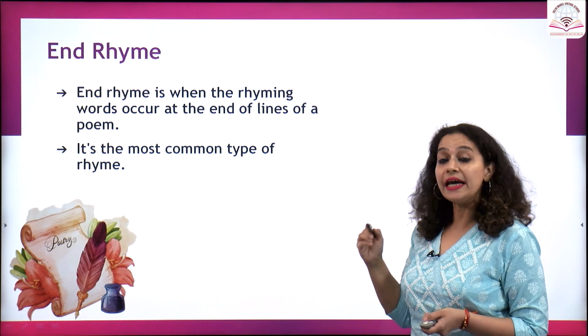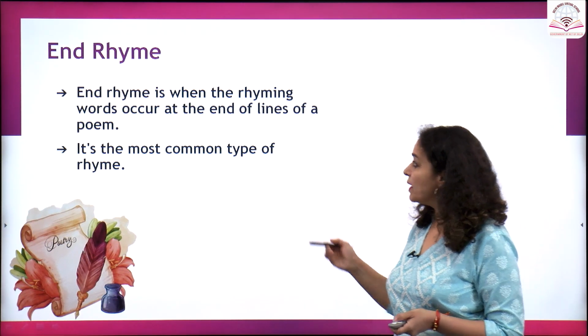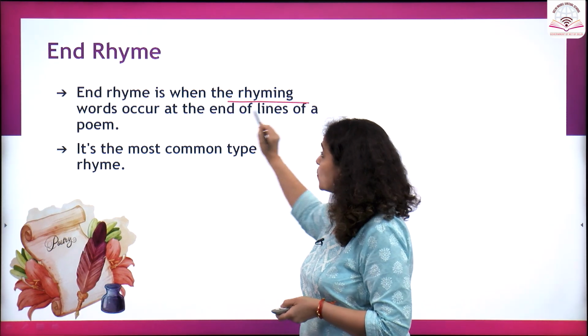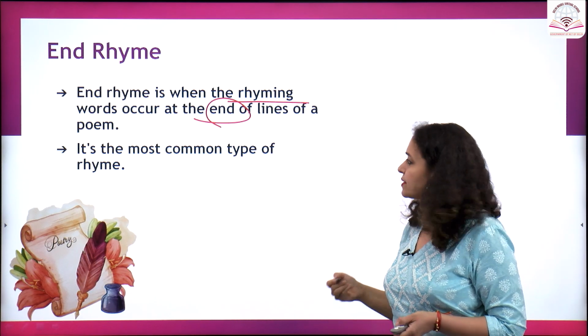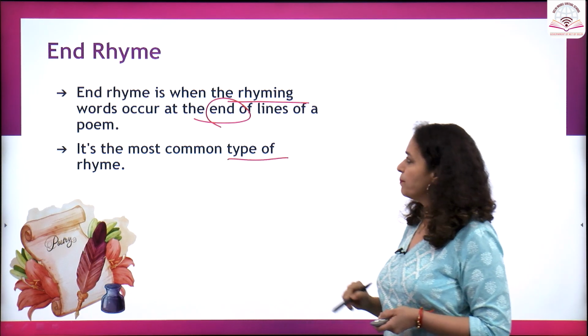First of all is end rhyme. Now what is end rhyme? End rhyme is when the rhyming words occur at the end of lines of a poem, and it is the most common type of rhyme.